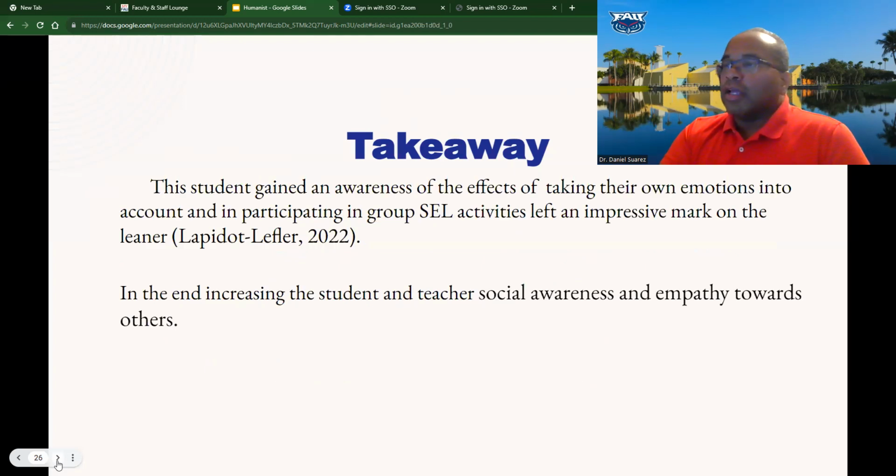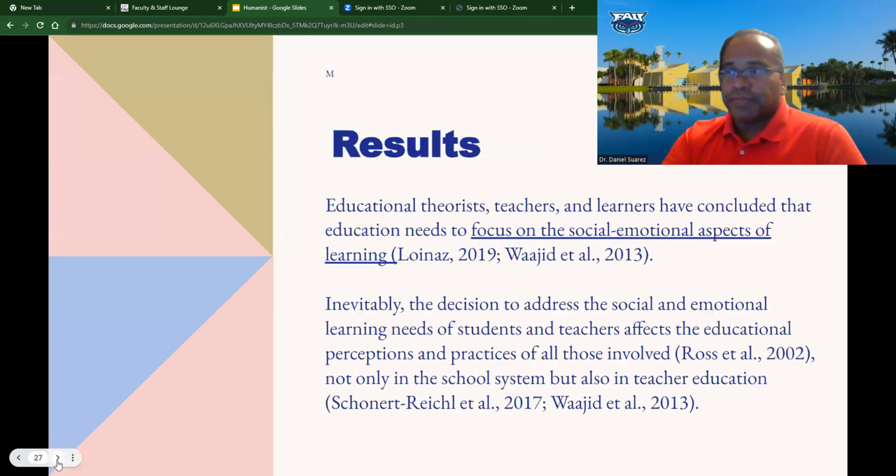Students gained awareness of the effects of taking in their own emotions and also participating in group SEL activities, which left an impressive mark on them. In the end, it increased the students' and teachers' social awareness and empathy for others.